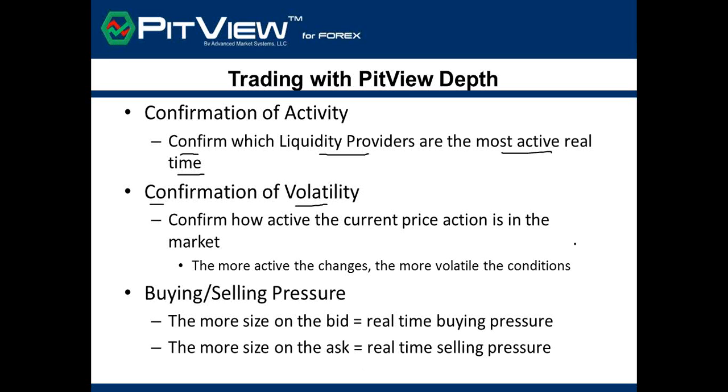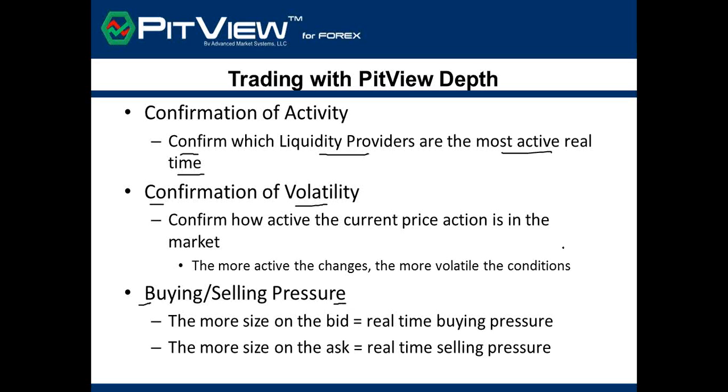So the more active it's changing, the more volatile the conditions are, the faster the market prices are changing, which gives you a better indication that there are more active market conditions and there's the potential for more market movement the faster it's changing. And then buying and selling pressure, which can be boiled down.